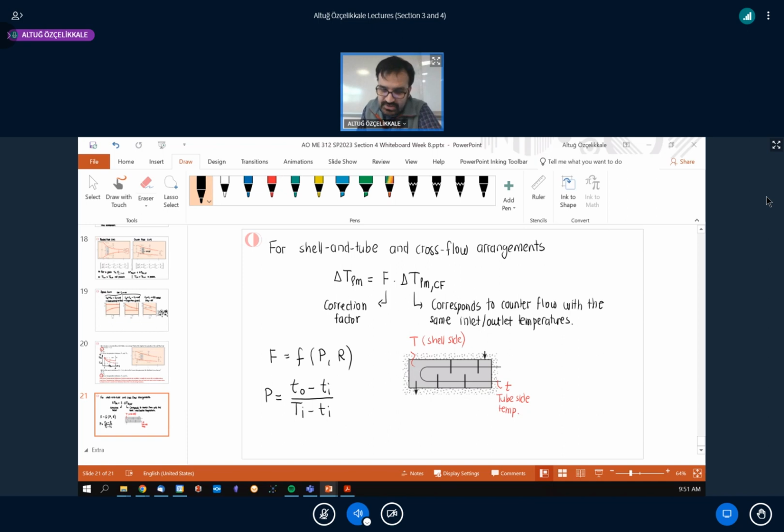The temperature ratio P is given by the tube side inlet and outlet temperature difference, divided by the shell side inlet temperature minus the tube side inlet temperature. So let's define the other parameter, R. R is equal to the inlet and outlet temperature difference of the shell side divided by the inlet and outlet temperature difference of the tube side. If you consider various cases of how these ratios work out, you are going to see that both of them are between 0 and 1.